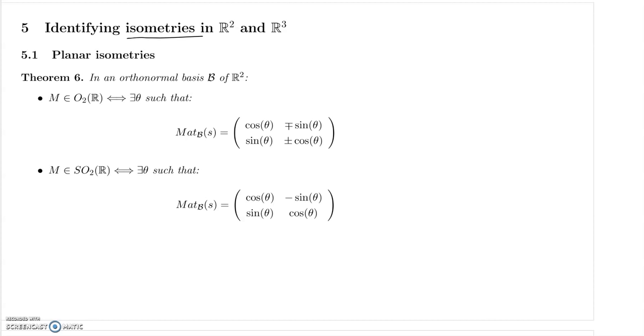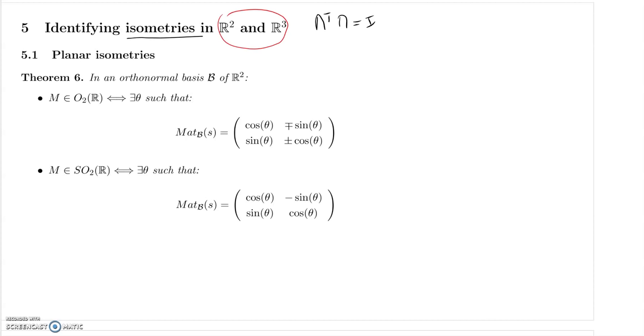I remind you that an orthogonal matrix is a matrix M such that M transpose times M is equal to the identity, or M times M transpose is equal to the identity. In other words, the inverse is given by the transpose matrix. So let's do a systematic exploration of all the isometries we get in R2 and R3.